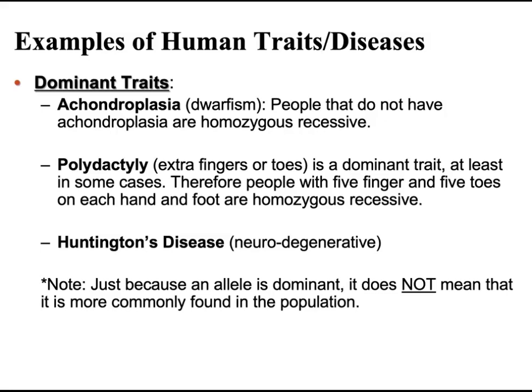And finally, Huntington's disease is a neurodegenerative disease. You can see from these examples that just because an allele is dominant does not mean that it will be found more frequently in nature.